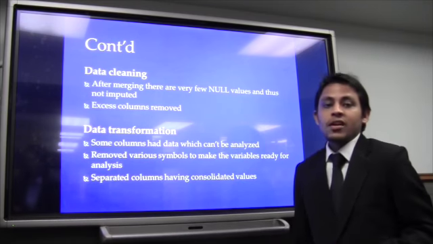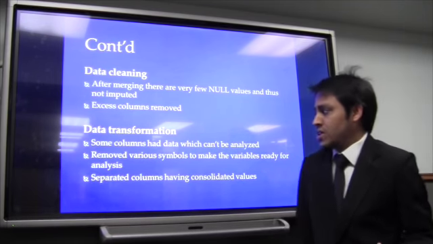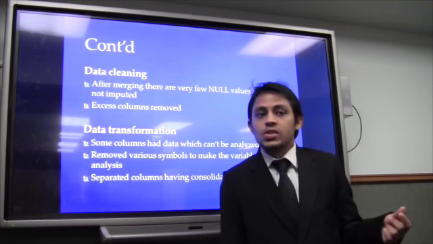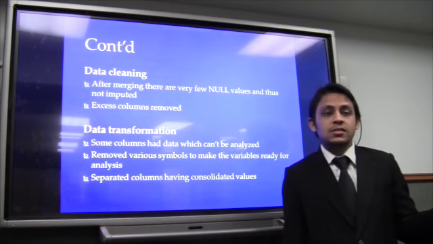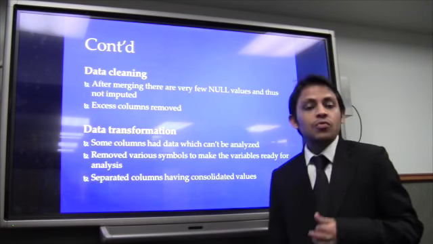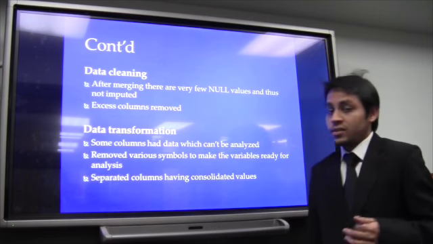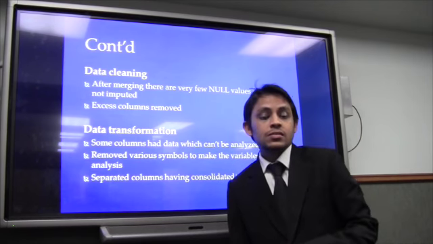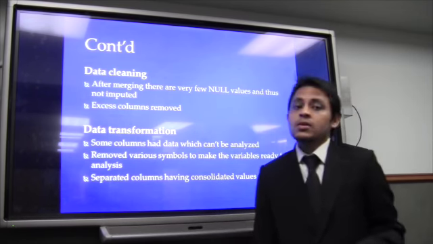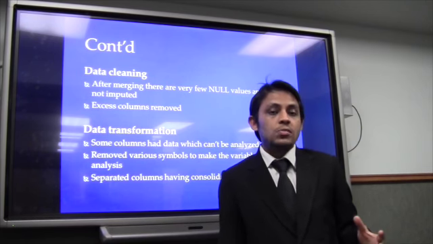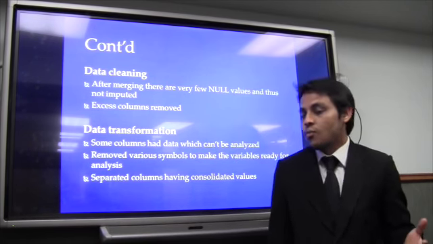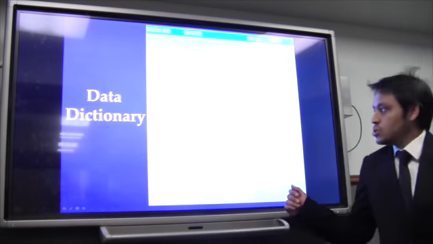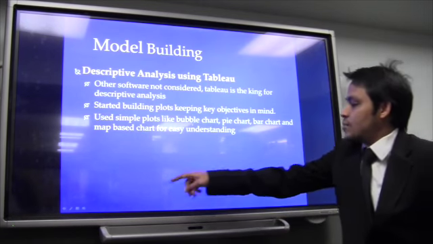After that, we did data transformation. For data transformation, the columns had some different values which are not needed for analysis, like symbols, dollars, hyphens. We removed those symbols first. After that, some columns had mixed data, variables and integers together. We also separated them so that we can make different columns that can be used for analysis of models. We can see here the data dictionary we used. These are all the variables we have used.